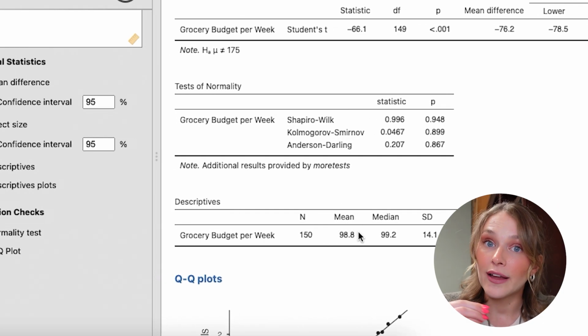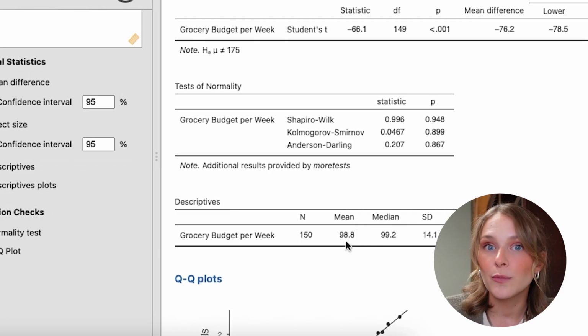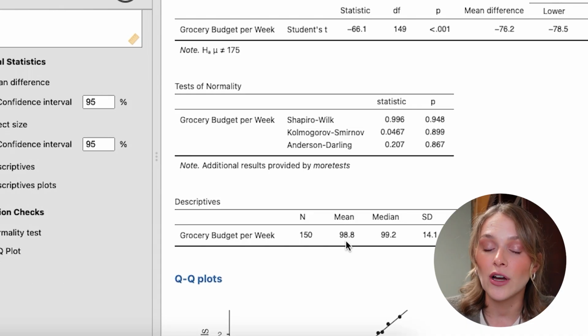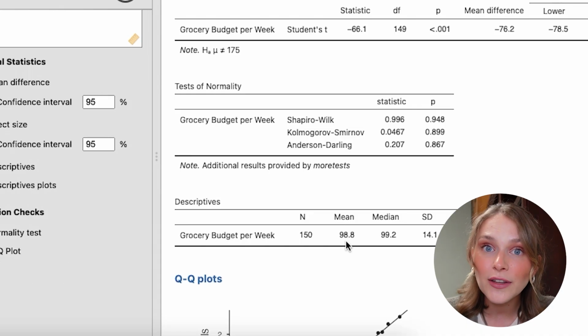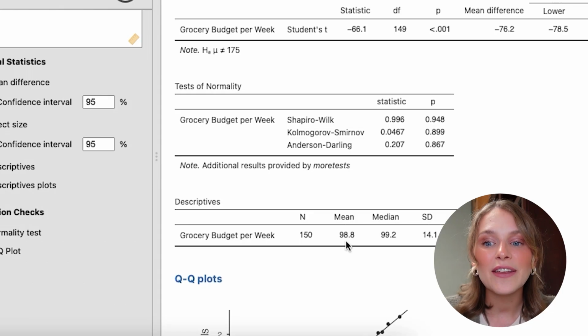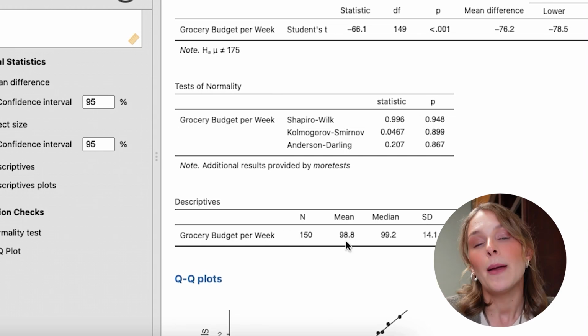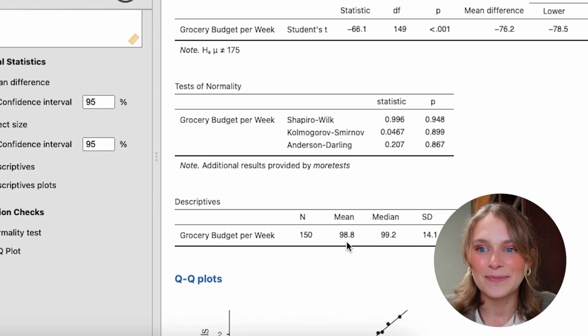So we can see that the couples in our sample were spending around $98, $99 per week, whereas the national average was that $175. So our sample value was smaller than our test value or our national average value, and that means that some of those values like t and the mean difference and the Cohen's d are going to have that negative sign in front of them. But that's nothing at all to worry about. It's just how the algebra works out there.